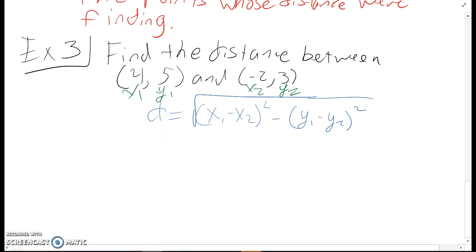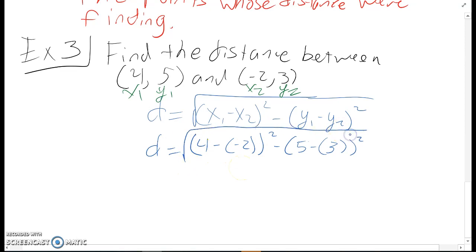So the distance, we'll go blue, is equal to, and I substitute in x1 is 4 minus x2, which is negative 2. So I'm going to put a parenthesis around that so that I don't mess that up. Minus y1 is 5 minus, and I'm going to put a parenthesis around this y2 as well because it's a 3. I just want to make sure that I'm substituting in the correct value because a lot of people might mess up this negative thing. And it's the square root of all that.